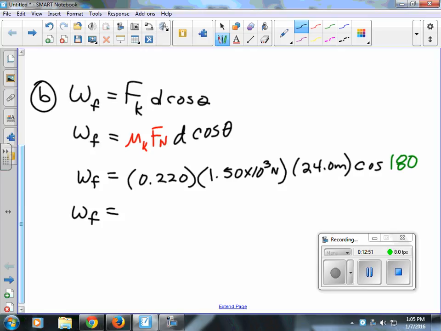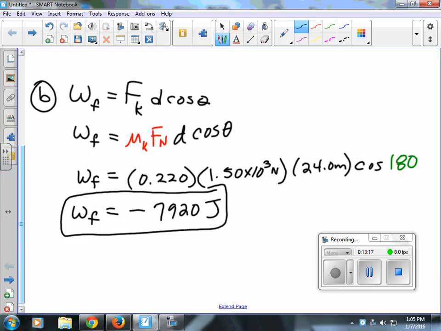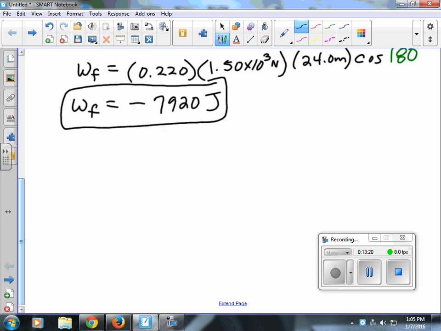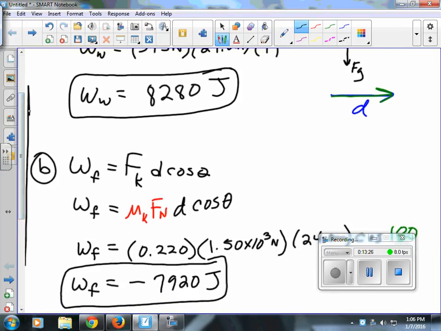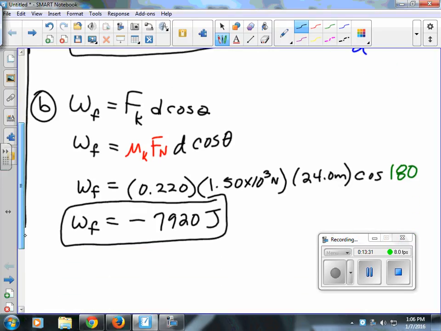Okay. Y'all got a number yet? Give me a number. Negative 7,920. Is that exactly what it says? That's exactly what it says. Okay. How we doing on sig figs? Good. We good? Okay. And it would be joules. That's almost as much as the force of the worker did, because he did 8,000, and this one did almost 8,000. Interesting. And we're about to get to that. Very cool.